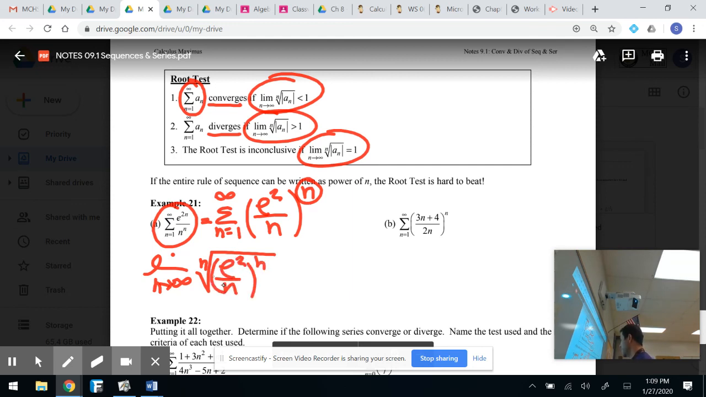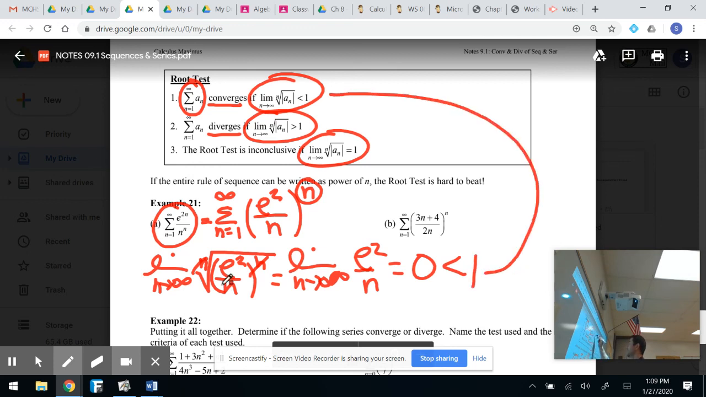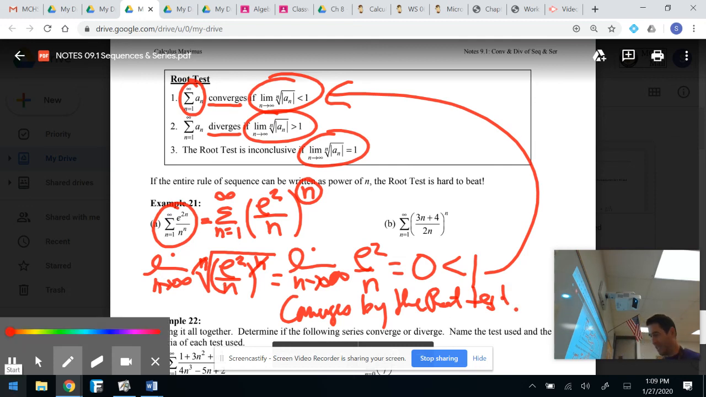What happens to those? The power and root are the same, they go away, so then I do my limit as n approaches infinity of e squared over n. What would that be equal to? That would be equal to 0. Well, 0 is less than 1, and since it's less than 1, we say it converges by the root test. Not bad, right? Check out the next one.